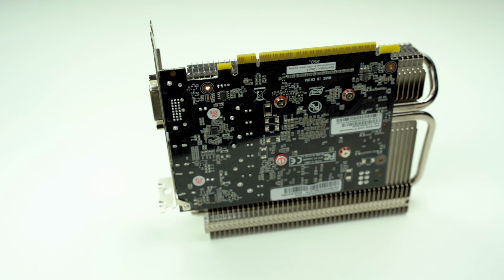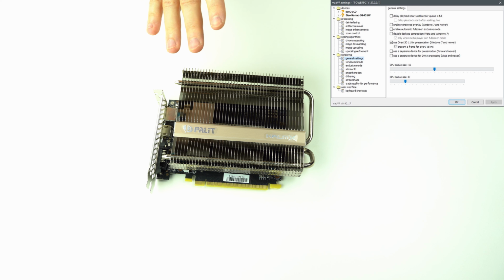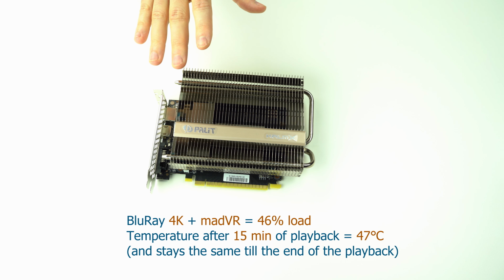It's possible to overclock it, but I really wouldn't recommend it because the performance increase isn't worth it, and you will need additional cooling, which would defeat the purpose of having a passively cooled GPU. When playing a 4K Blu-ray movie using MedVR, the GPU is loaded around 46% during intense scenes with higher bitrate, and it reaches up to 47 degrees Celsius after 15 minutes of playback, and it stays around that temperature for the rest of the playback.